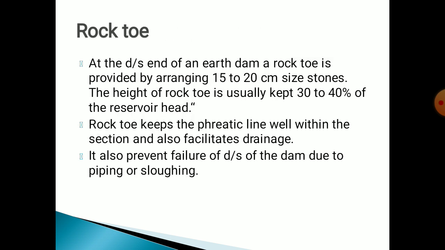Now let me discuss something about the rock toe. At the downstream end of the earth dam, a rock toe is provided by arranging stones of around 15 to 20 centimeter size. The height of the toe is usually kept at 30 to 40% of the reservoir head for safety purposes. The rock toe keeps the phreatic line well within the section and also facilitates drainage. It also prevents failure of the downstream of the dam due to piping and sloughing.